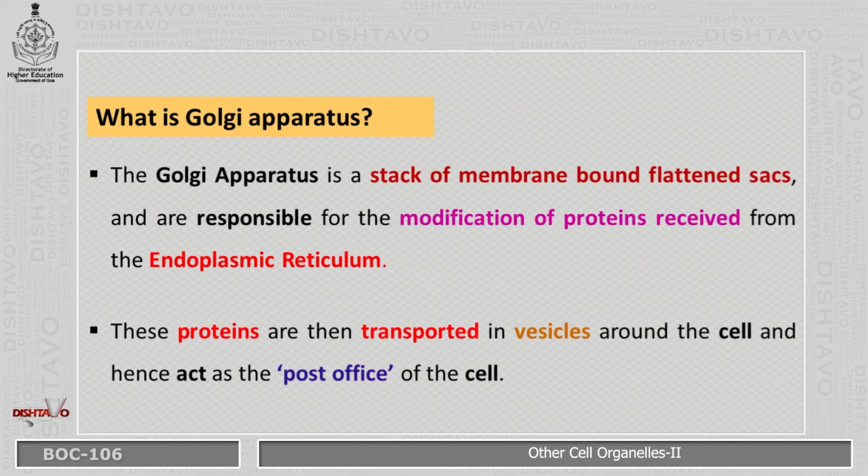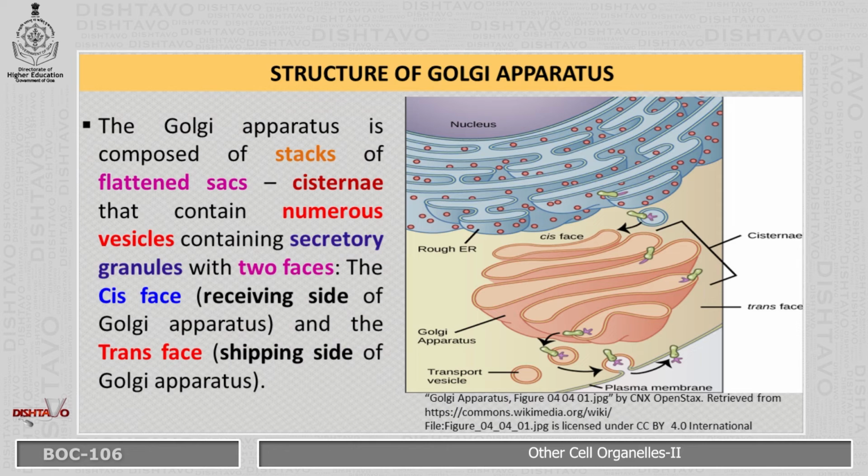Let us see what is Golgi apparatus. Golgi apparatus is a stack of membrane-bound flattened sacs and is responsible for the modification of proteins received from the endoplasmic reticulum. These proteins are then transported in vesicles around the cell and hence act as the post office of the cell. This is the structure of Golgi apparatus.